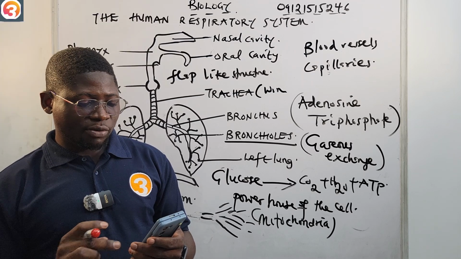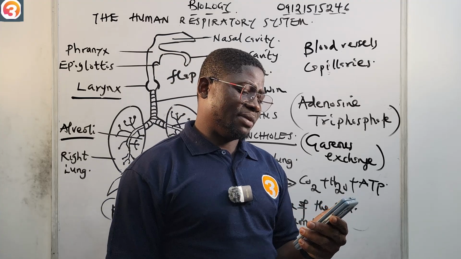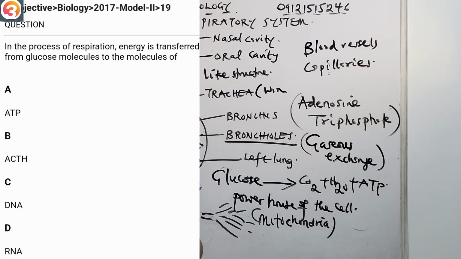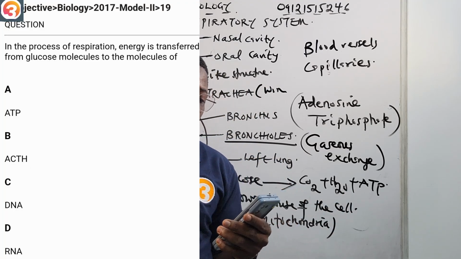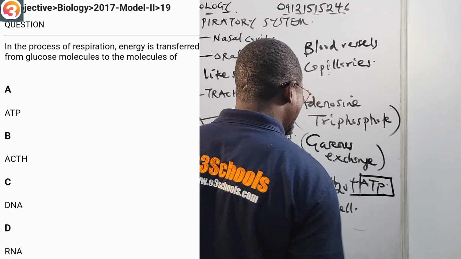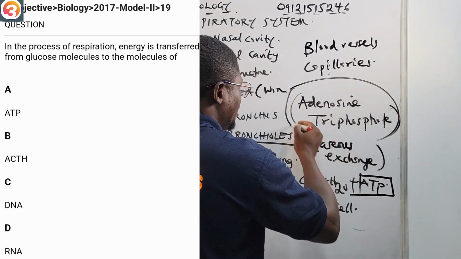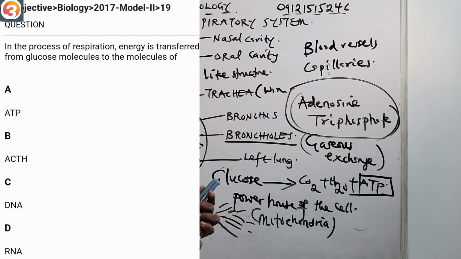Let us see another question. 2017 number 19 says in the process of respiration, energy is transferred from glucose molecules to the molecules of what? Of ATP. ATP is the energy that is produced. ATP is adenosine triphosphate. It is still on the board. So the correct answer is A, ATP.